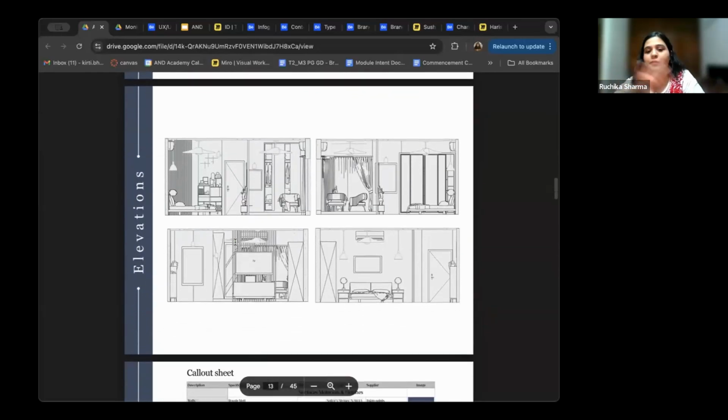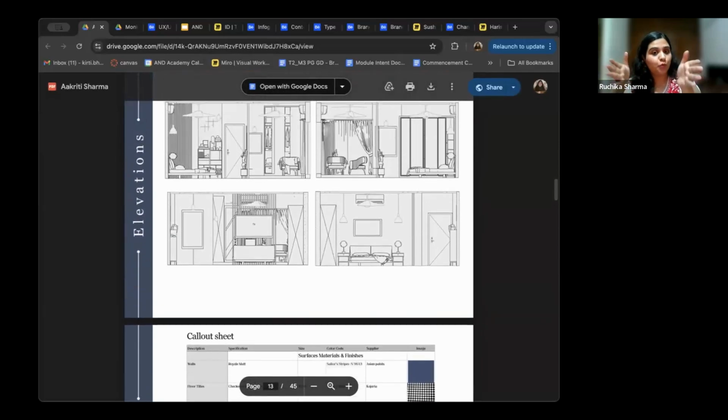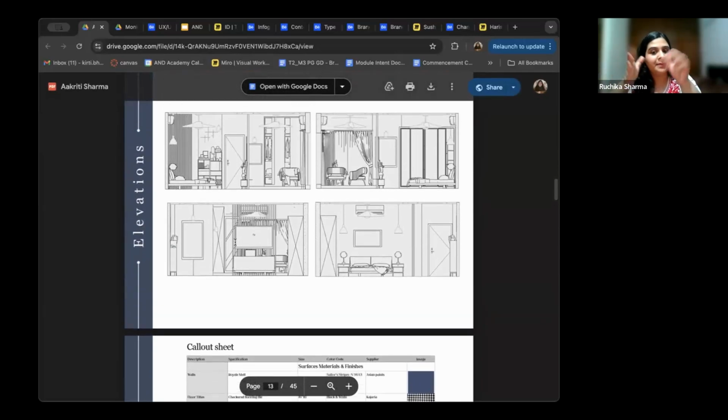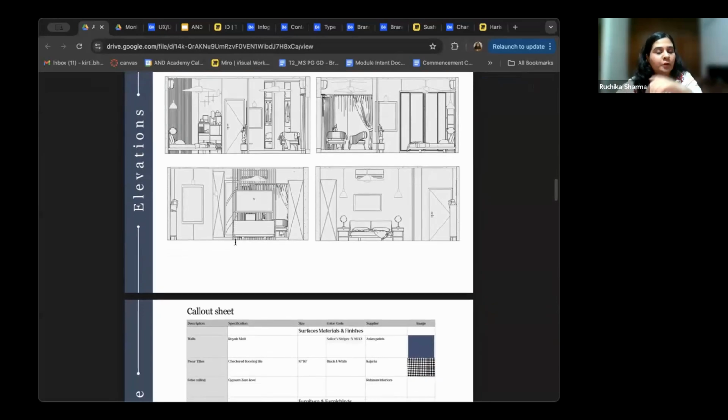We'll skip. So these are a few views. These are elevations. There are technical drawings that need to be delivered to the people working on the site. The labor requires a set of drawings to make sure that the design is executed properly. So this is where all of that starts.